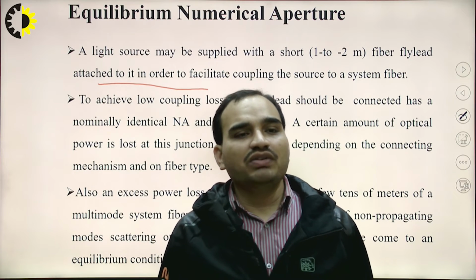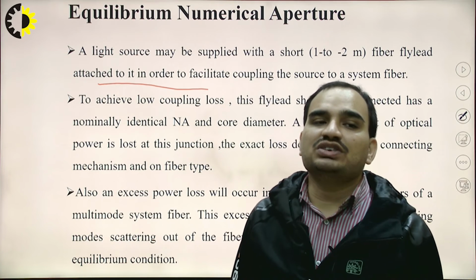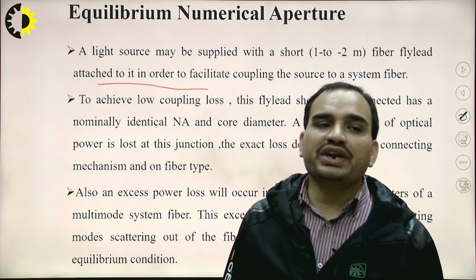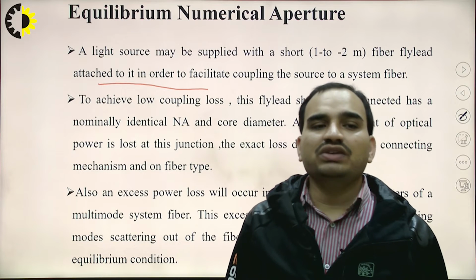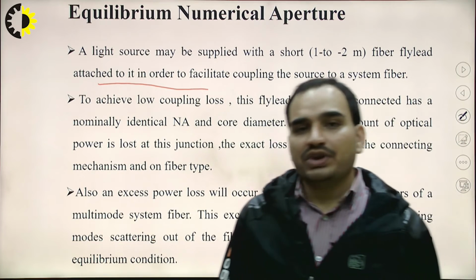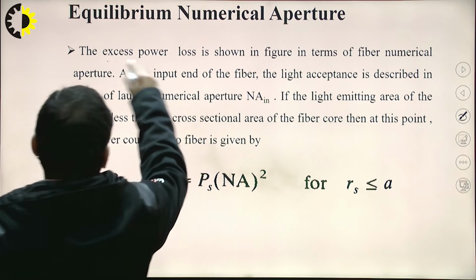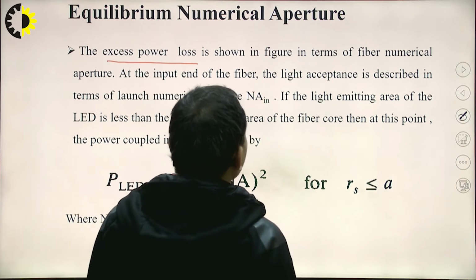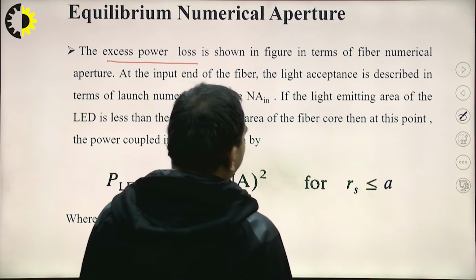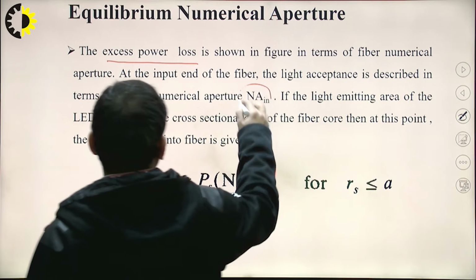Also, an excess power loss will occur in the first few tens of meters of the multimode system fiber, and this excess loss is a result of non-propagating modes scattering out of the fiber as the launched modes come to an equilibrium condition. The excess power loss we are talking about is shown in the figure of the fiber numerical aperture at the input of the fiber, and the light acceptance is described as a launched numerical aperture, that is, numerical aperture in.